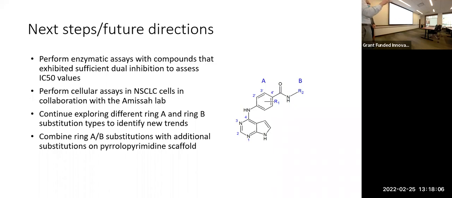And then there are other substitutions we'd still like to try at both Ring A and Ring B positions, just to continue to optimize those positions and see if there are still better compounds we can make. And then once we've optimized those positions, we'll continue to explore different sites on the pyrimidine scaffold, such as these locations, to see if we can further improve specificity and inhibition of our targets.